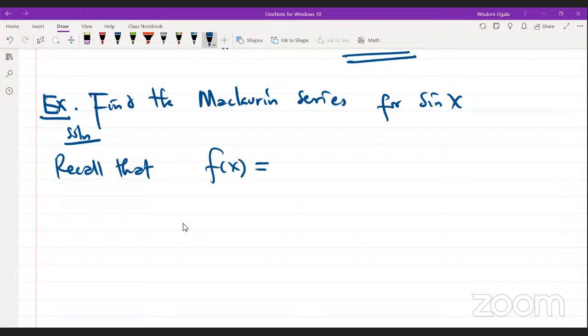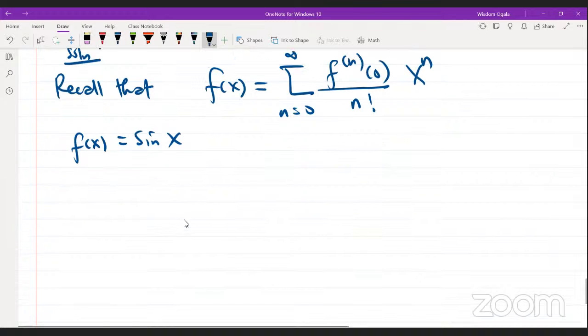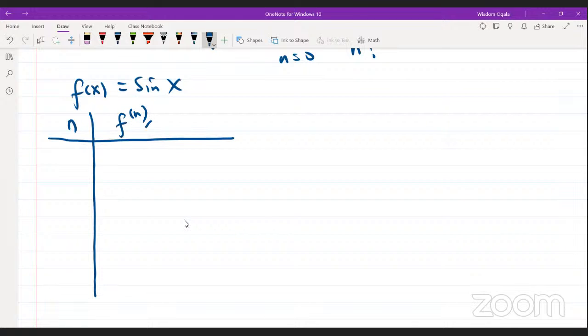F of x is the sum of f^(n) of 0 divided by n factorial, then you have x to the n. Now, I'm given that my f of x is really sine of x. I have to make life easy, so I try to use the table. So this is n, this is the derivative, and this is where you evaluate.